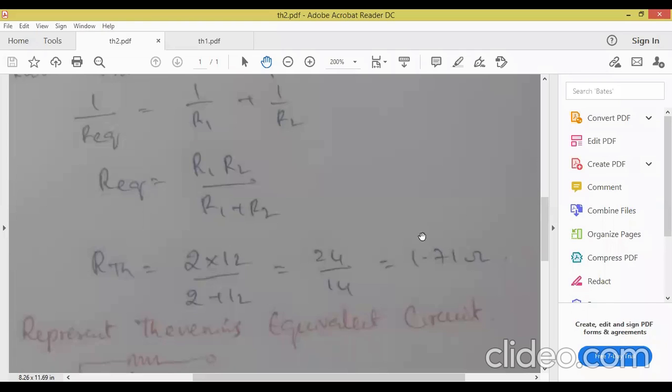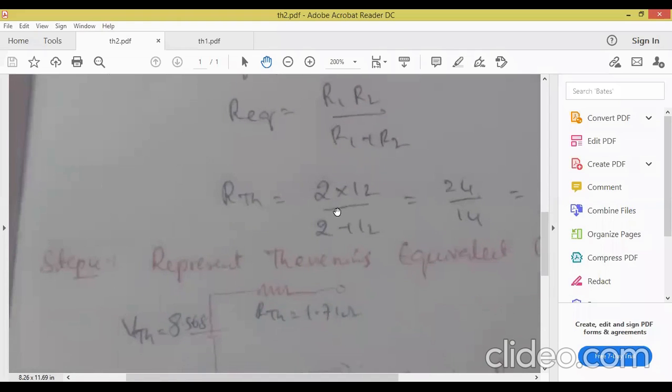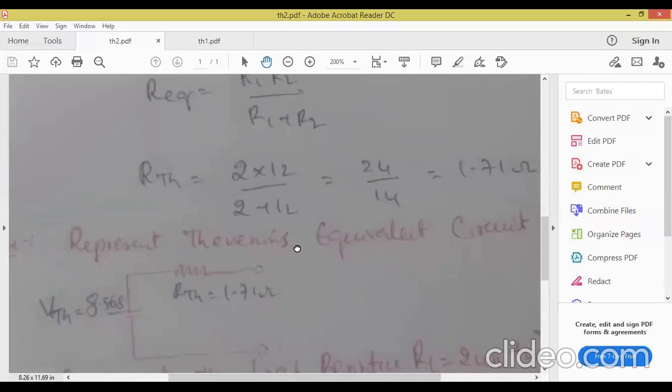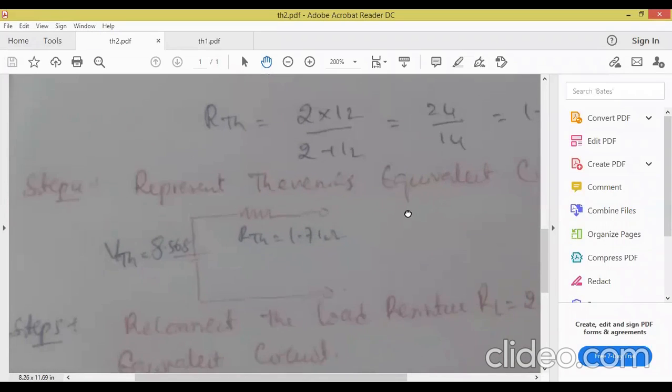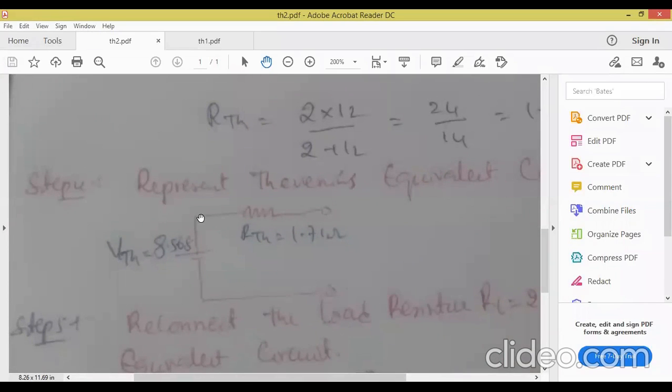1.71. Now all the students, what is step 4? Read out anyone student. Step 4, what we have written? Represent Thevenin's equivalent circuit. So what Thevenin has mentioned, any circuit can be converted into a simple circuit. What is that simple circuit? The simple circuit contains only one battery, where the name of the battery is Thevenin's voltage, and it contains only one resistor, which is called RTH.